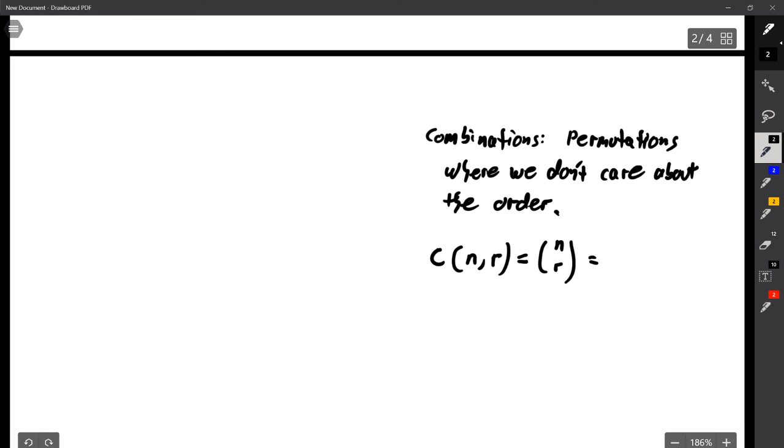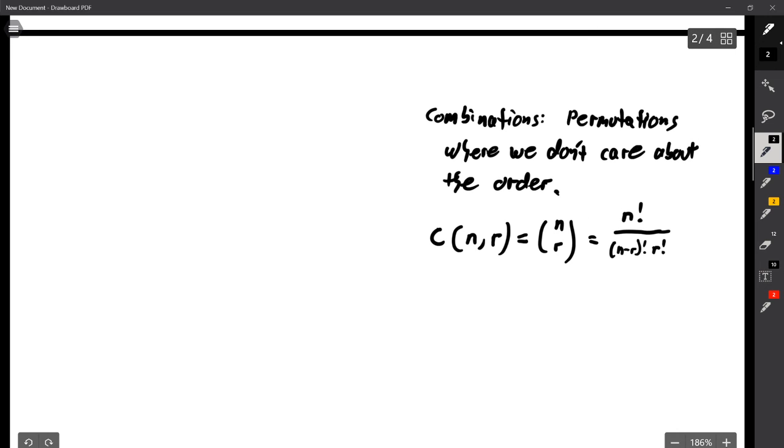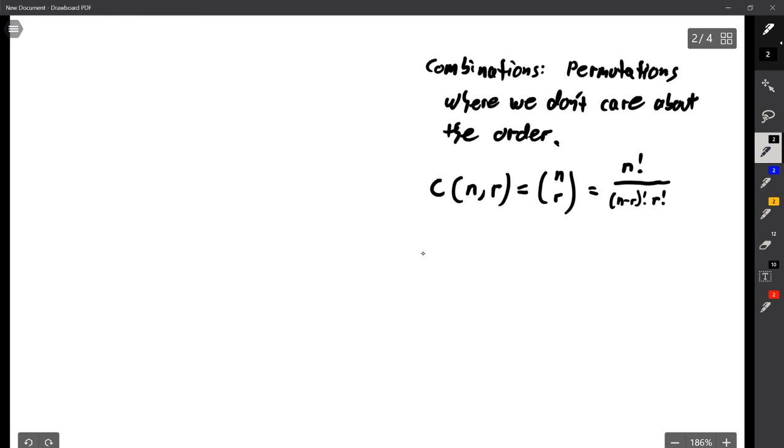Okay? And the formula there is, well, we start out with arranging, in a sense, arranging all the items, but then we don't care about the arrangements of the items that we didn't choose, but then we also don't care about the arrangement of the items we did choose. So arrange everything, divide out the number of ways that you can arrange the items you didn't choose, and then also divide out the number of ways you can arrange the items you did choose. And that's what you get. So let's do an example.